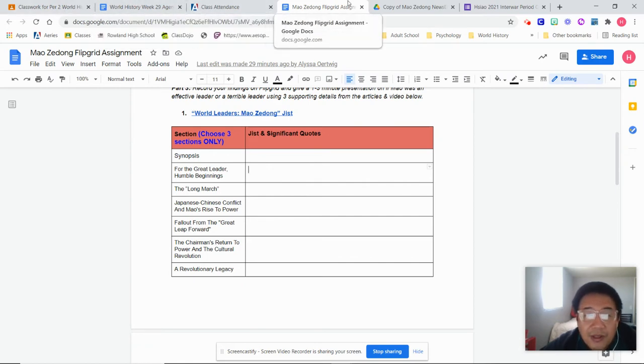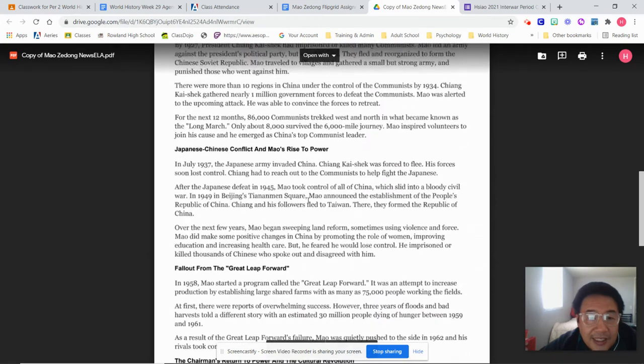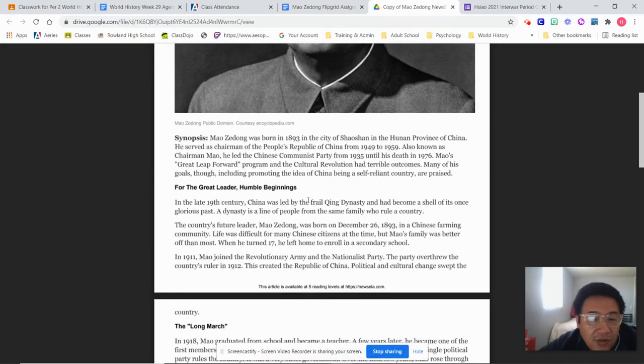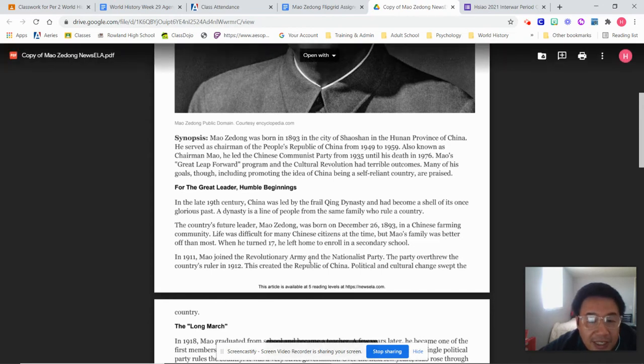For example, if I look at that, it says Mao, the country's future leader, was born in a Chinese farming community, and life was difficult, but his family was better off than most. He left home to go to school in 1917, so he was fairly educated. Many people in China at that time didn't even know how to read. So it was interesting to see that he actually did get an education, even though he was coming from a very rural farming family.